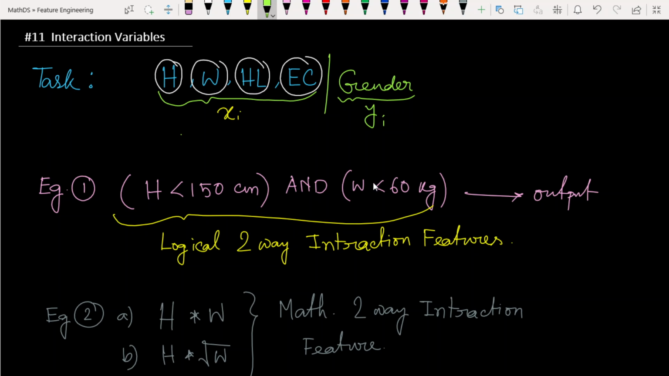We interact between these two features using a logical operator, and based on these features we get some output. This kind of interaction between two features is called a logical two-way interaction feature. Logical is because we use a logical operator here. Two-way is because we use two features and their interaction. Because of these reasons, this kind of feature interaction is called a logical two-way interaction feature.